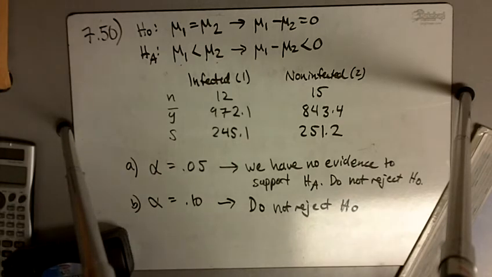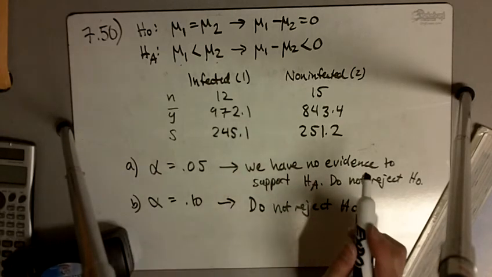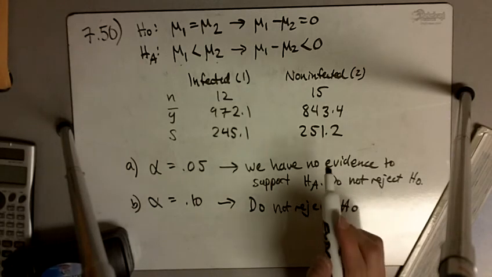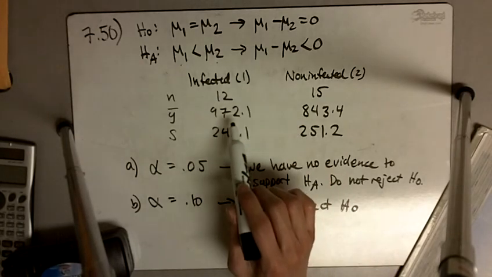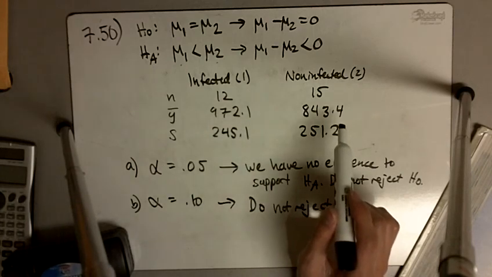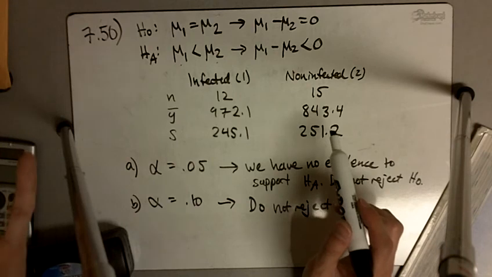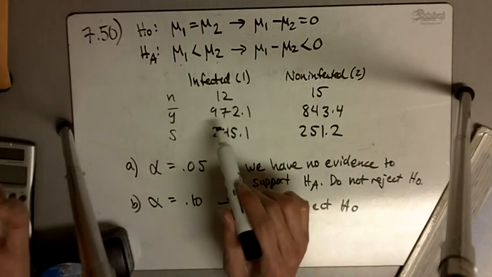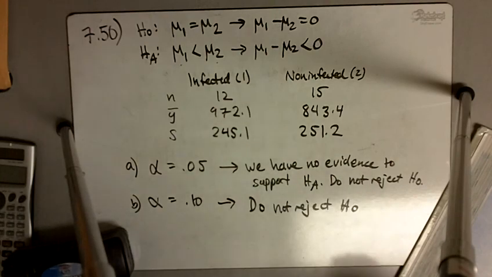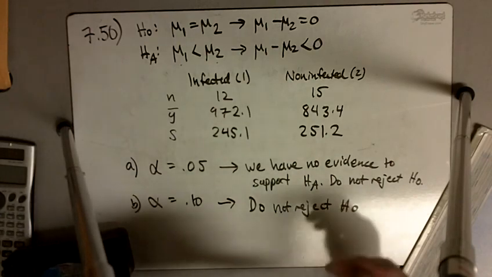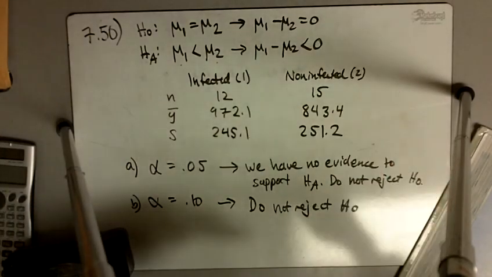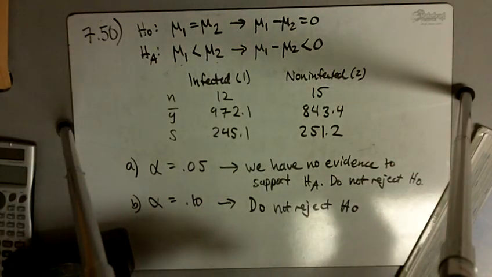Okay, so 750, just having a clear picture of what exactly we're trying to prove, and here we're trying to show that the infected group has a lower blood cell count than the non-infected group, but when we took our random samples, we saw that the infected group actually had a higher blood cell count than the non-infected group, so we're not going to have any evidence to support our original alternative hypothesis that group 1 is lower than group 2.